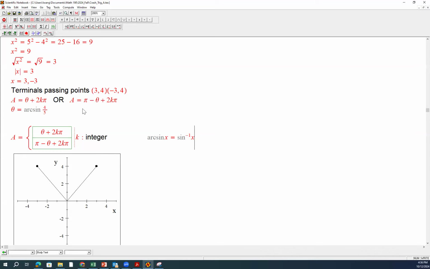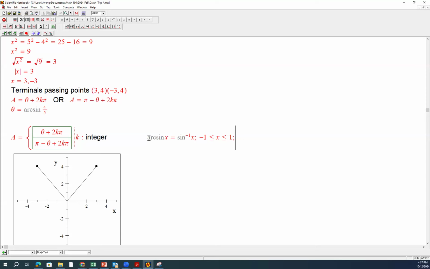The input for arcsine are ratios, okay? So x is between -1 and +1, which is the range of sine. Remember the range of sine, right? So the domain of arcsine is the range of sine. However, the range of arcsine is not the domain of sine.